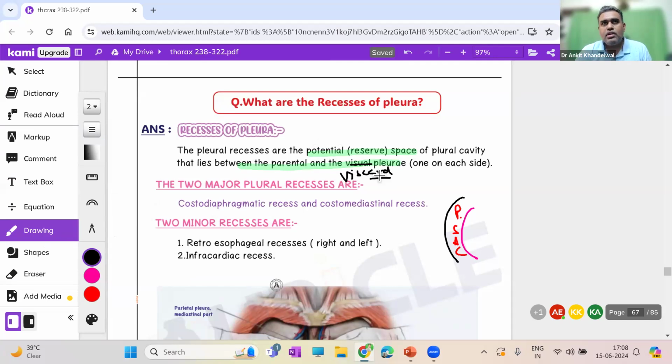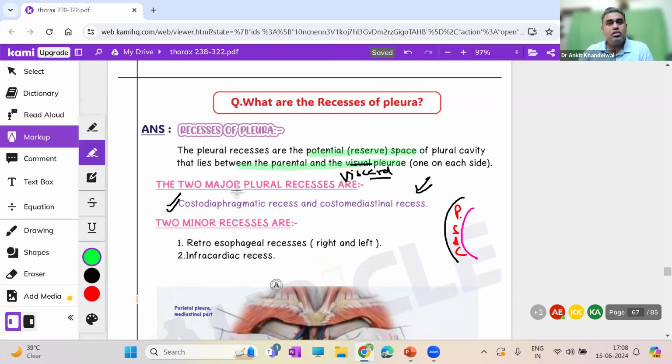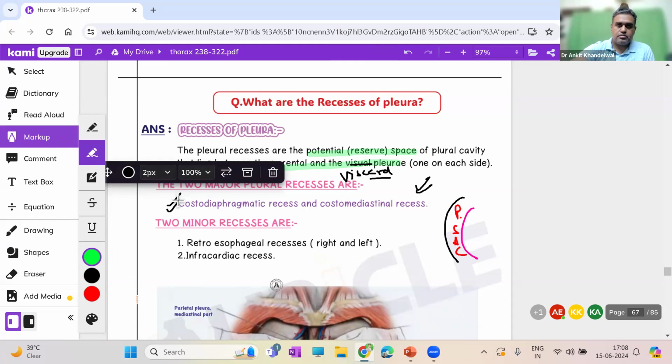When I am sitting, my respiratory rate could be 15, 16, 18, 20. But when I start to jog and run, my respiratory rate would increase dramatically because my body needs more oxygen. At that time, these recesses will come into play. Two major recesses that you have to keep in mind are the costodiaphragmatic and costomediastinal. So how to remember these complicated names? No need, guys. Use common sense. You have learned the 4 types of parietal pleura: costal, cervical, diaphragmatic, and mediastinal.